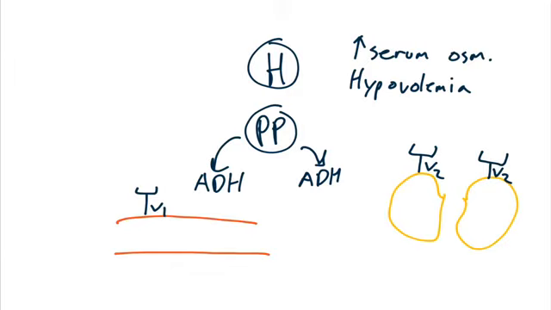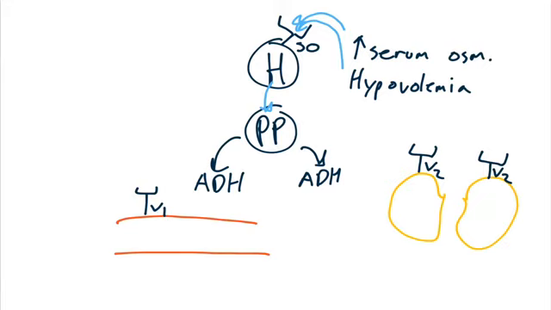The question is then, how is the release of ADH triggered? Well, the hypothalamus has a supraoptic nucleus. I'll just write SO. This supraoptic nucleus senses these stimuli, which triggers the release of ADH from the posterior pituitary.